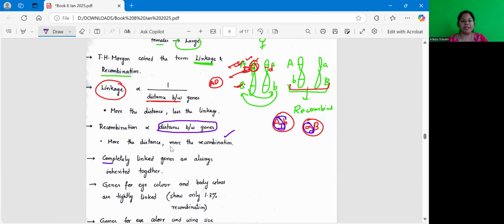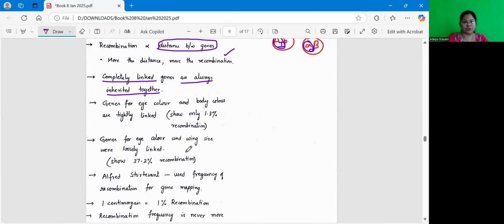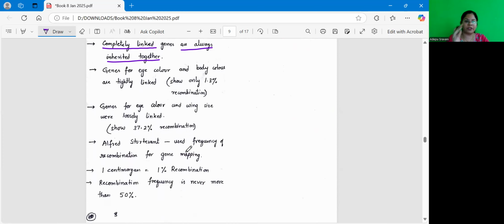Clear? Completely linked genes are always inherited together. In my example, completely linked genes will be A and D. Okay, so A and D are very, very close to each other. They will always be inherited into the gametes together. Clear? Now, the experiment done by Morgan in Drosophila, according to them, what are the results?